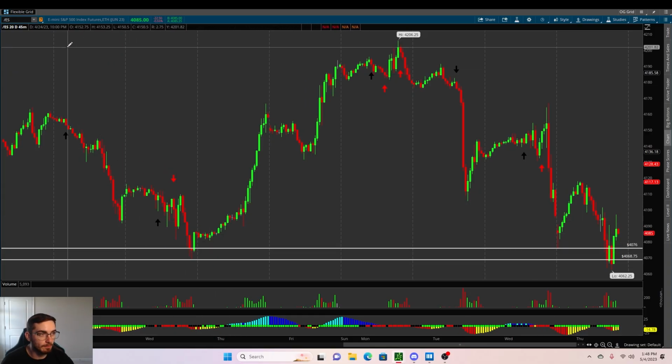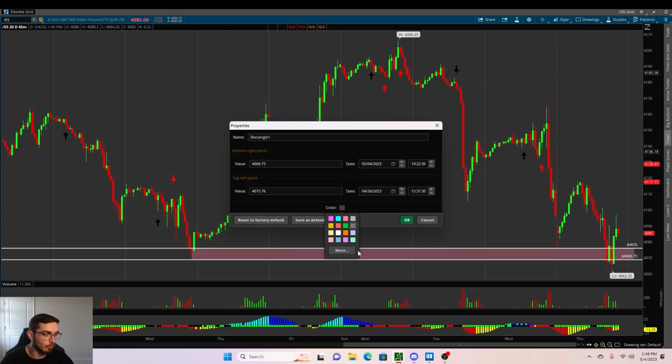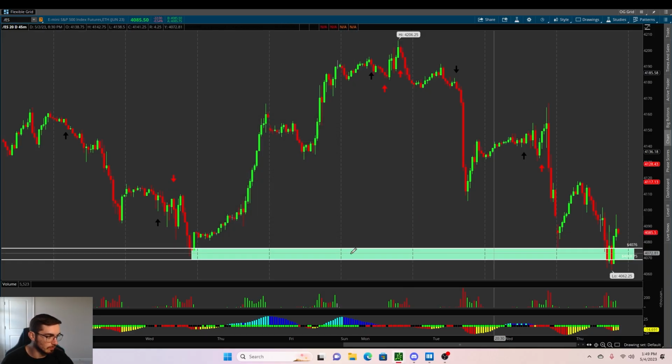So the demand point for ES would be in between 40.76 and 40.68.75. Once you have those 2 points marked, what you're going to do is take the rectangle tool and measure from the bottom to the top, and you're simply going to project it going into the future. Then from here, I personally make mine this little cyan green color. And what you can do so it doesn't look like this, like literally you would not be able to see price action in this.